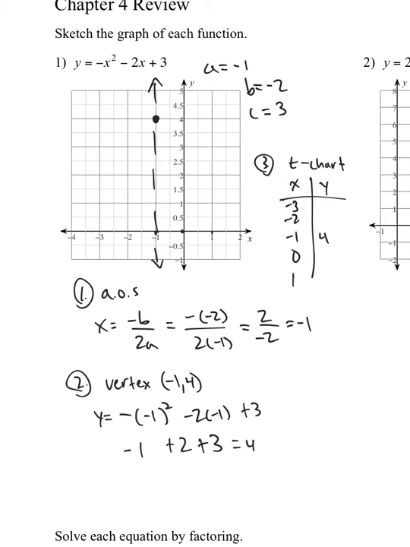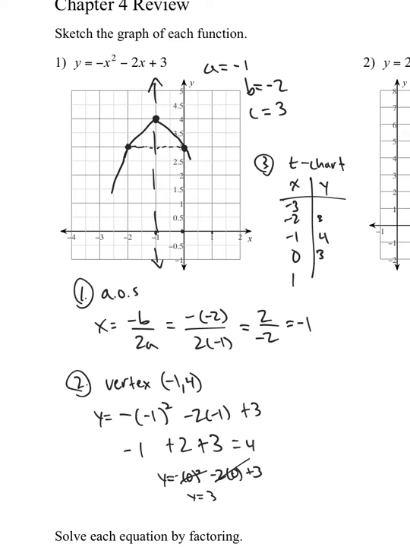So let's substitute in 0 now. I'm going to do that down here towards the bottom. Y equals negative 0 squared minus 2 times 0 plus 3. 0 squared is just 0, 2 times 0 is 0. So y equals 3. So 0, 3 is a point on the graph. That's going to reflect across to negative 2, 3. Okay, so we're starting to get an idea of where this parabola is headed.